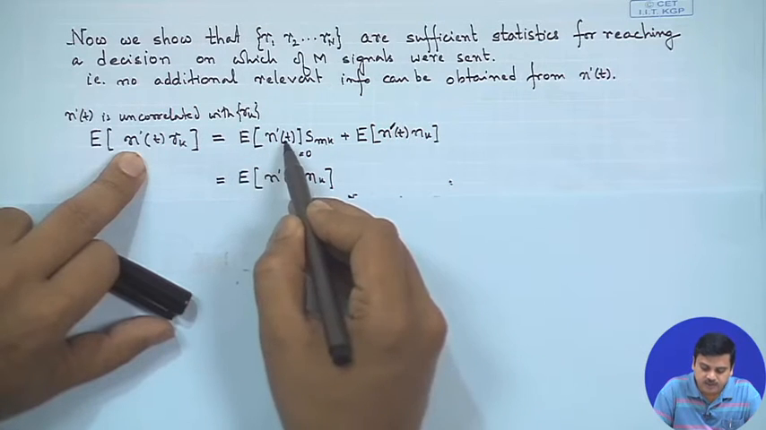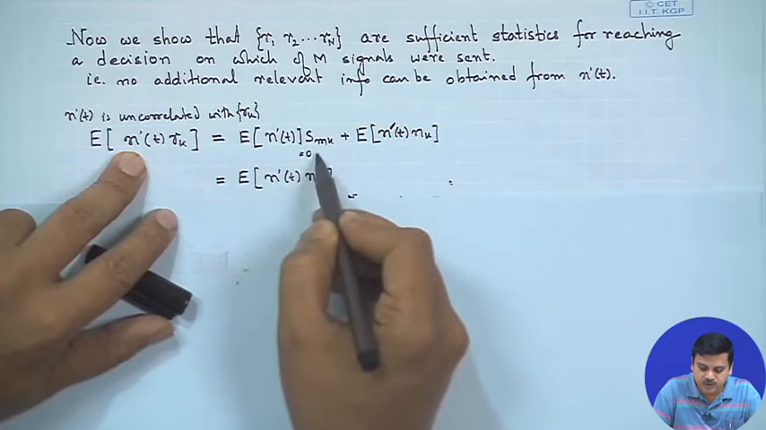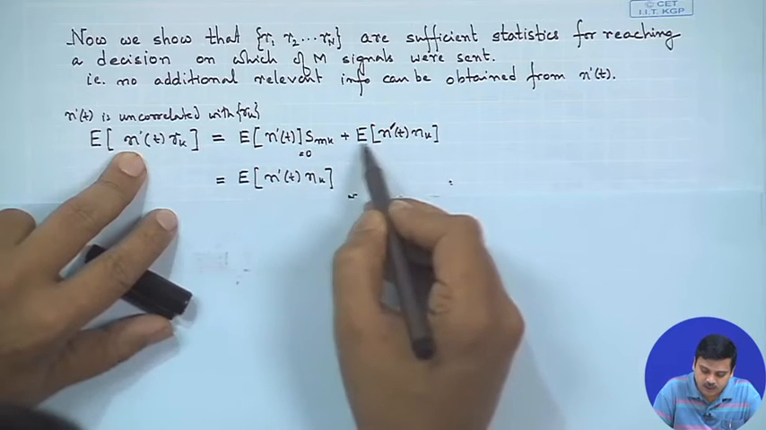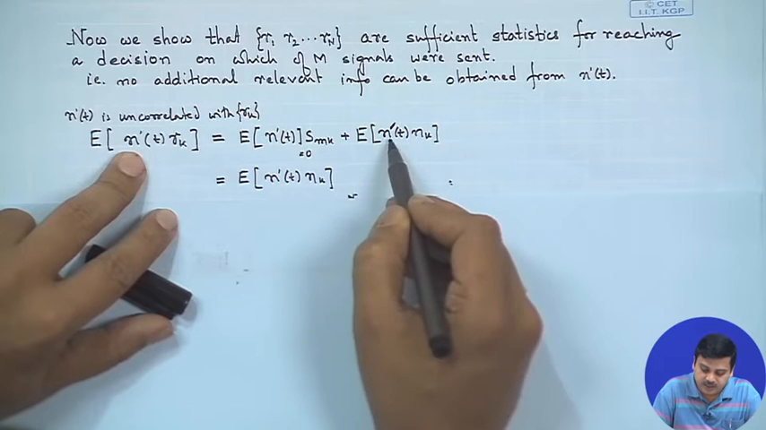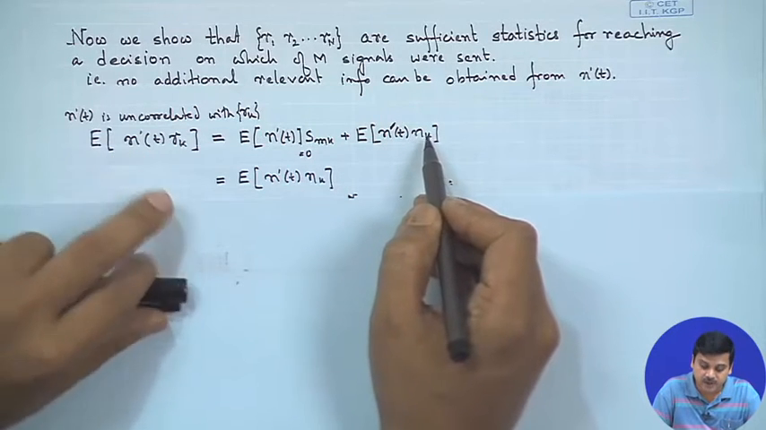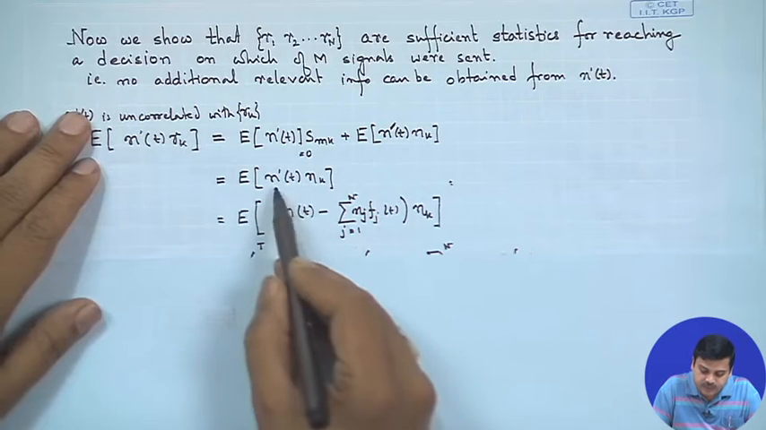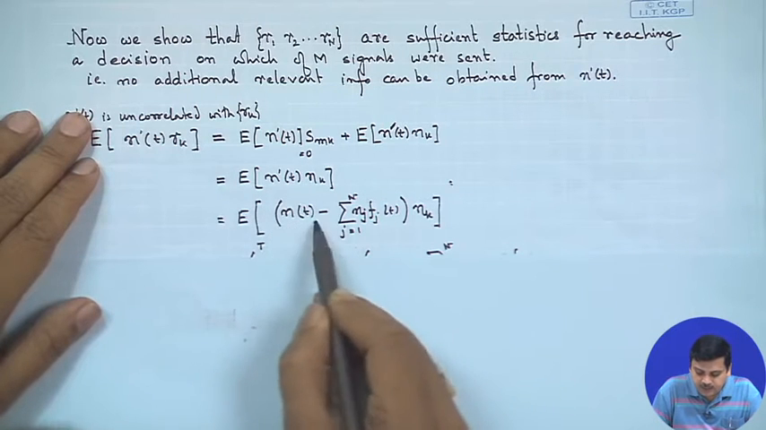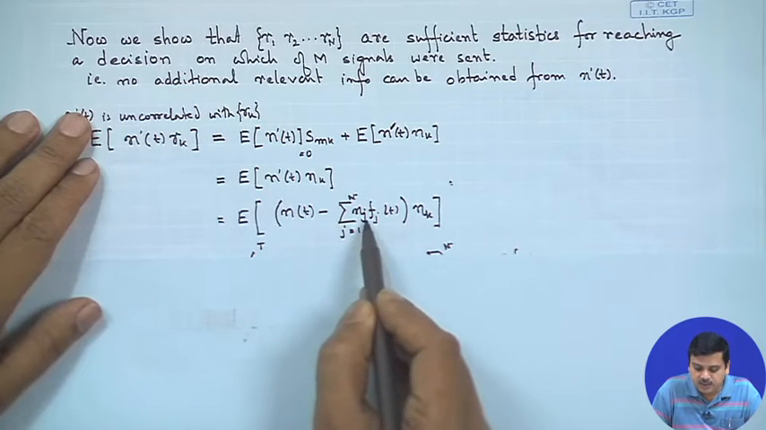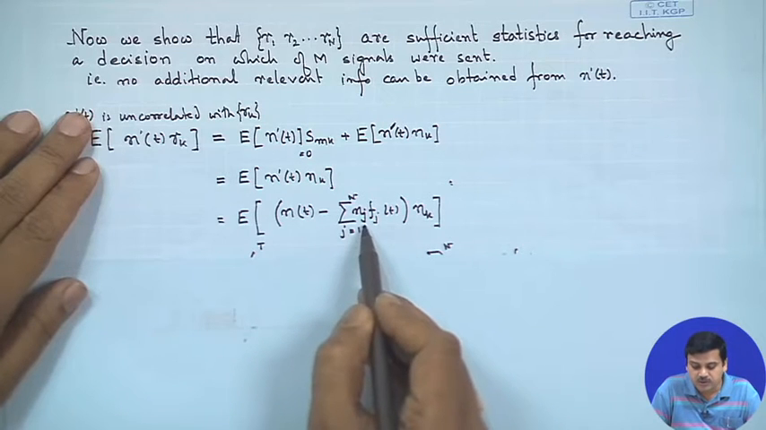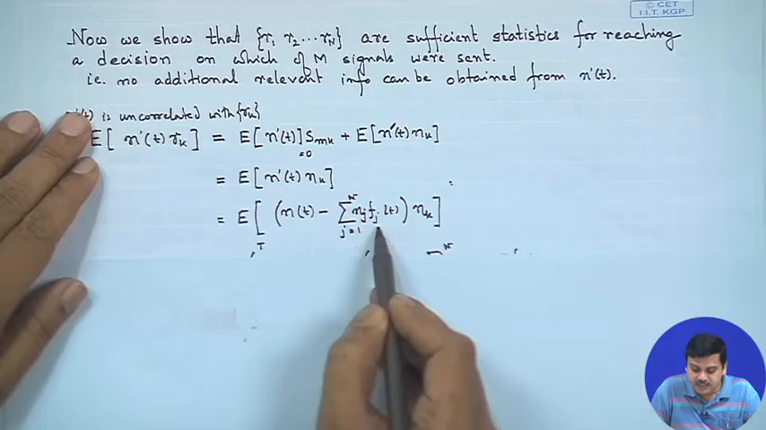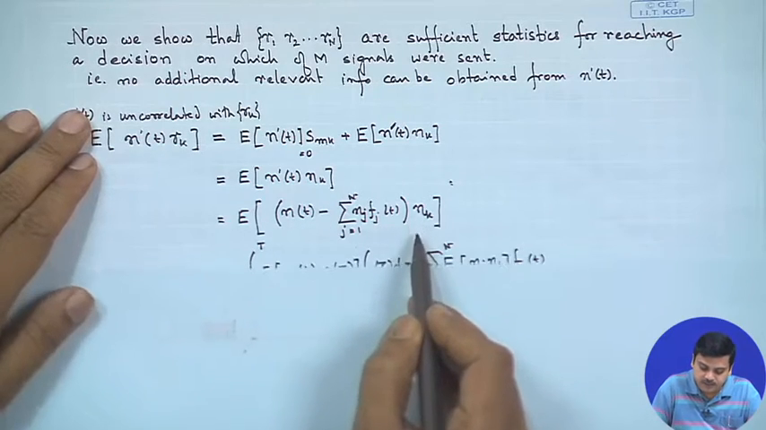So, the expectation of n prime is equal to 0, and S_mk is of course S_mk. Now we have the expectation of n prime and N_k, right. When we do that, we have to expand n prime, which is n(t) minus the expansion of the noise. So, we are talking about the expansion of the noise in terms of the basis set, and N_k is over here.